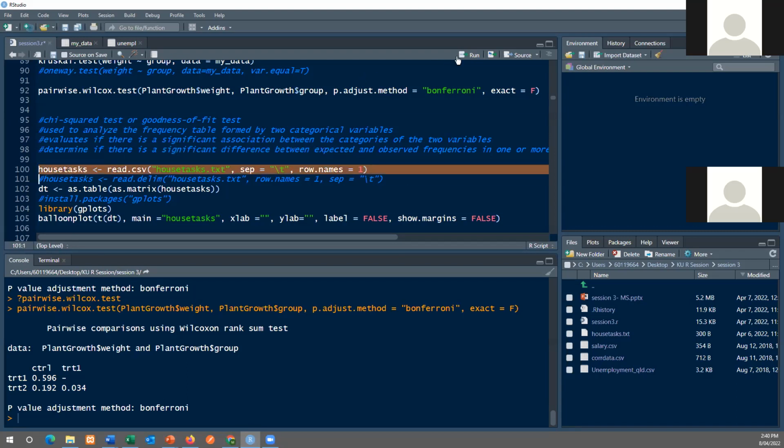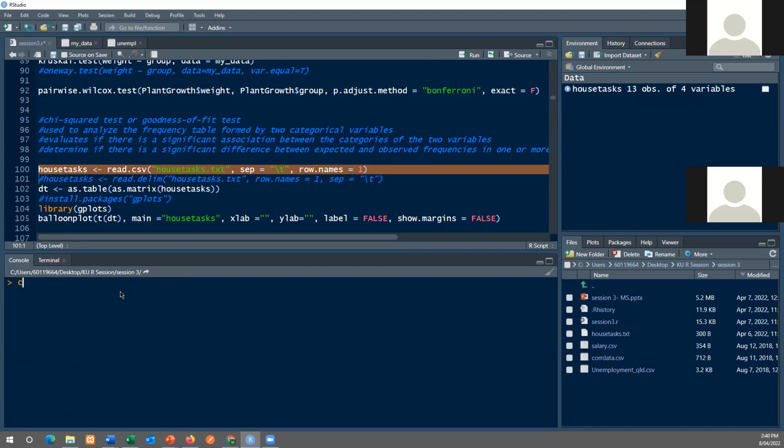So if I read it, you can see, and what is the object type? If you say class of house tasks, you can see it's a data frame. So a successful read will always return a data frame. And this is my data frame, and it was a text file.